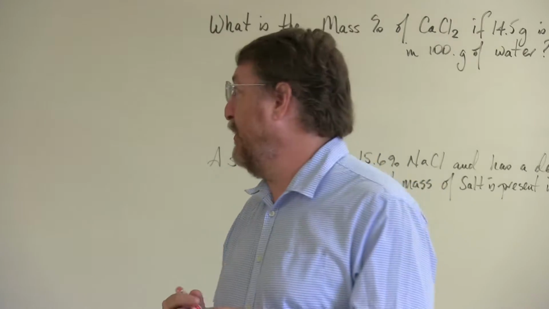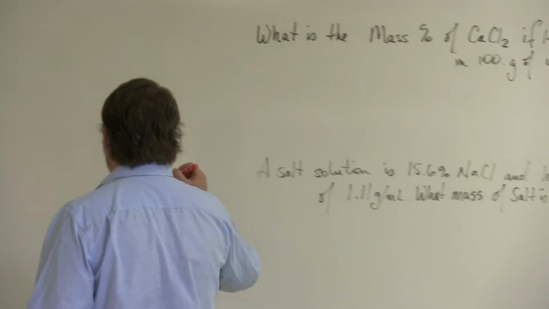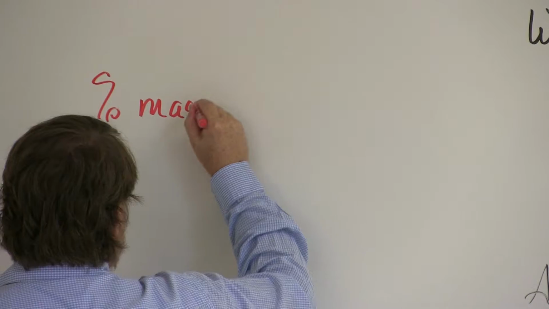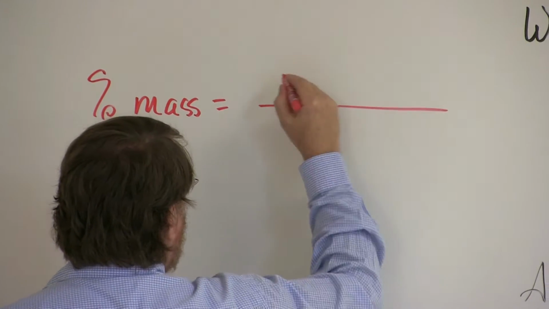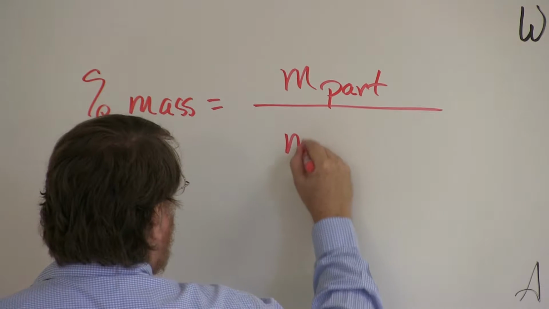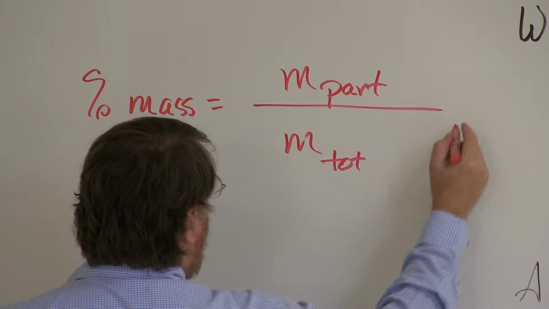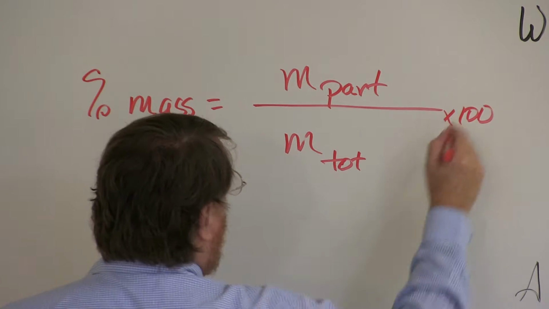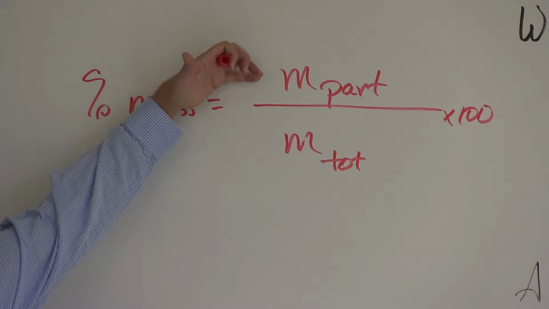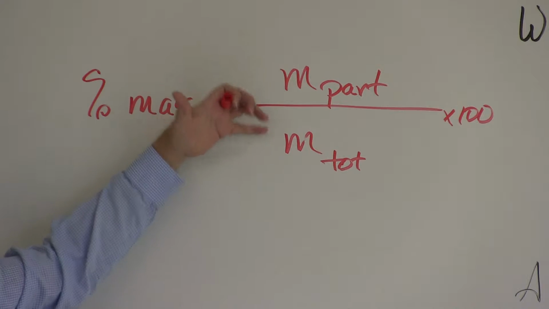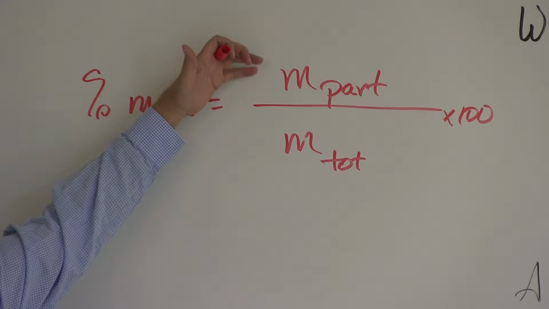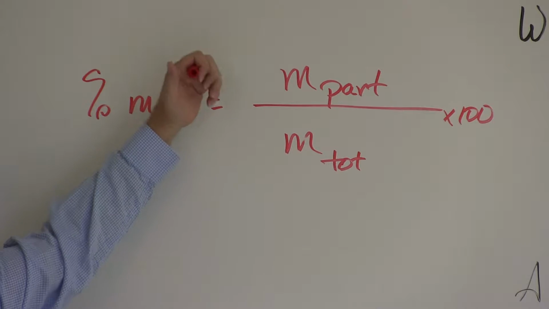So percent mass, we know the formula is the mass of the part over the mass of the whole. So the mass percent is the mass of the part that we're interested in over the total mass. And then obviously being a percent, we're going to multiply by 100. So we've got to find out what part we're looking at. This fraction is always less than 1, unless it's a pure substance, then it'll be 1 and the percent's 100%.